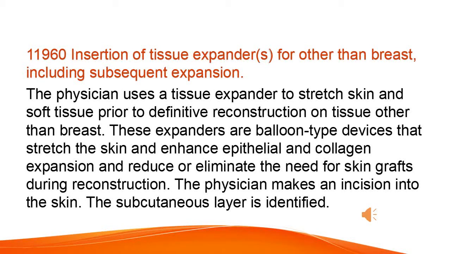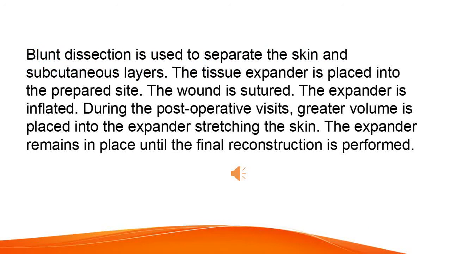The physician makes an incision into the skin. The subcutaneous layer is identified. Blunt dissection is used to separate the skin and subcutaneous layers. The tissue expander is placed into the prepared site. The wound is sutured. The expander is inflated.